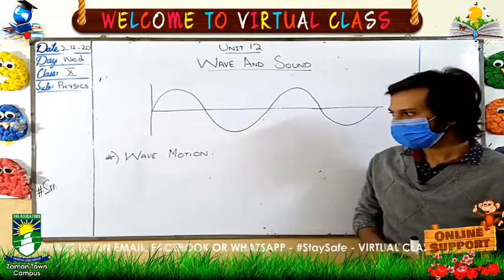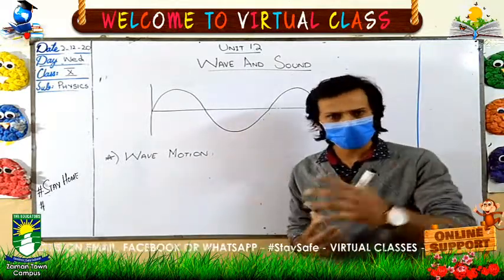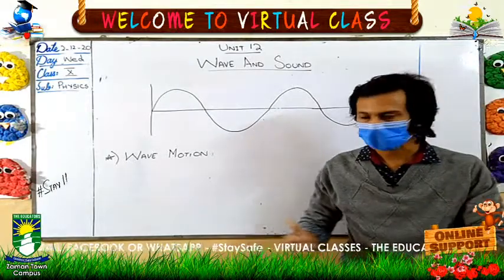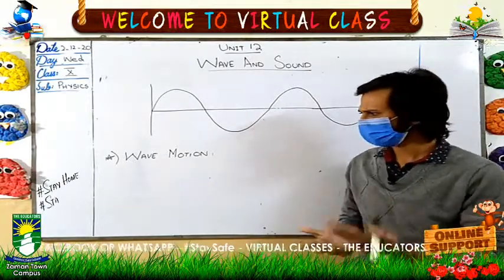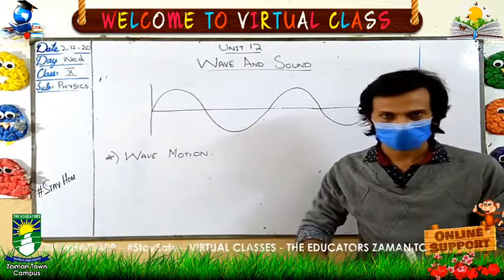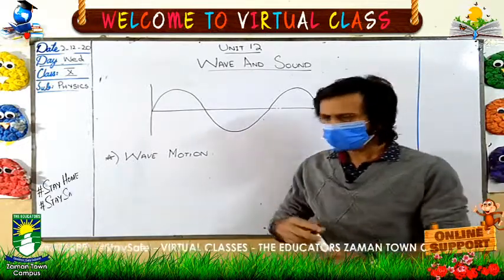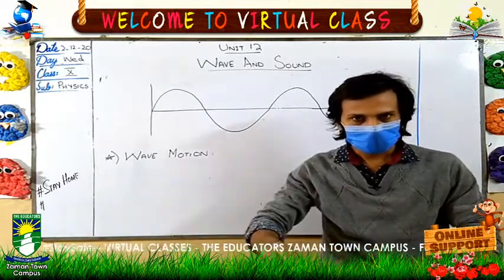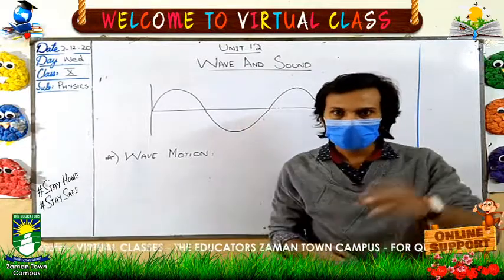First of all, starting from an example, just suppose we have a ripple tank. What is a ripple tank? A ripple tank is a simple tank like an aquarium. We have a glass tank and it is filled with water. If I dip a pen inside that water and take it out, what will happen? Some ripples will form.